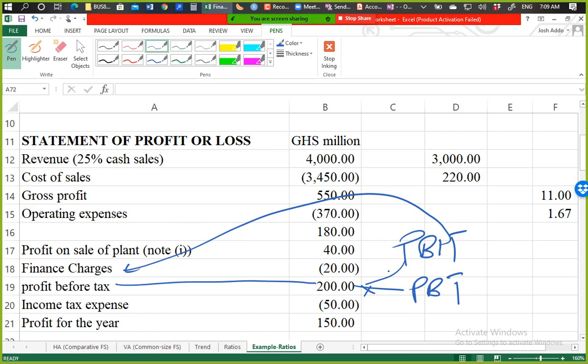Sir, in that case, it should be 220. Okay. So profit before charging interest or finance charges and tax. But this figure, profit before tax, is after we have deducted finance charges, after we have deducted interest. So to get profit before interest and tax, we have to add this 20 to this 200. Is everybody okay with this?